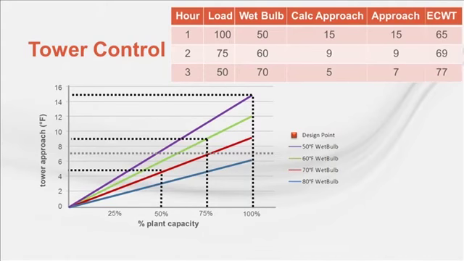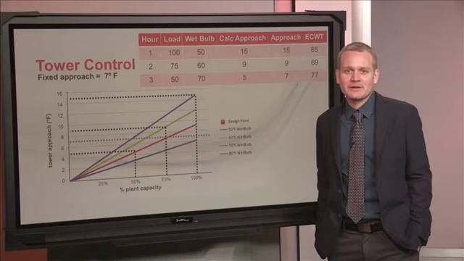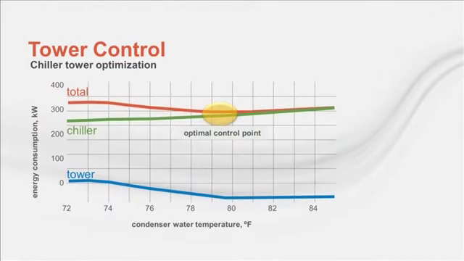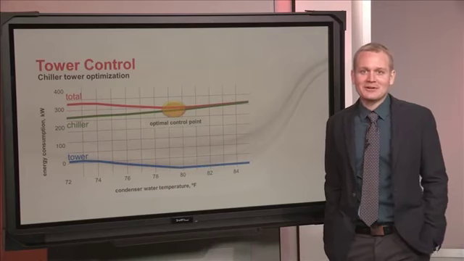The last column shows the entering condenser water temperature for each hour. All right. The last control is chiller tower optimization. With this control, we're dynamically changing the entering condenser temperature to minimize the combined power between the chiller and the tower. All right, so that was a lot of information on tower control.